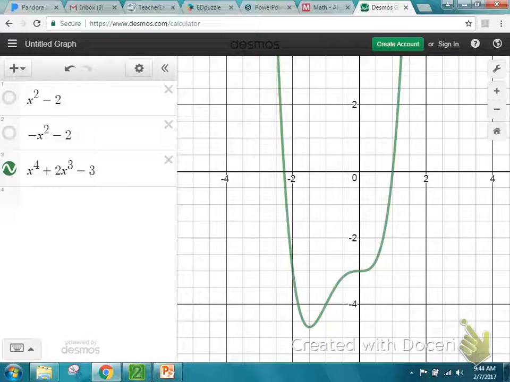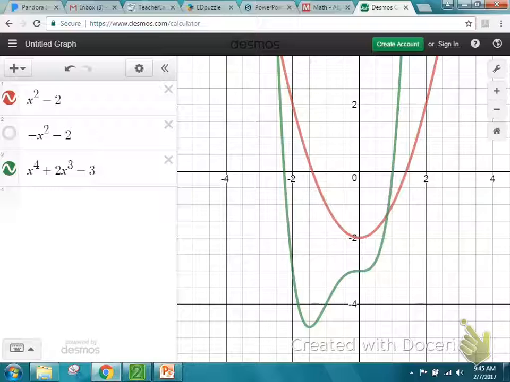What do you notice about it? What about the ends of it, like over here and over here? They're both pointing up. Which graph from prior is that similar to, the red or the blue? The red. So I'm going to turn it back on. If you notice, the red and the green are both pointing up.